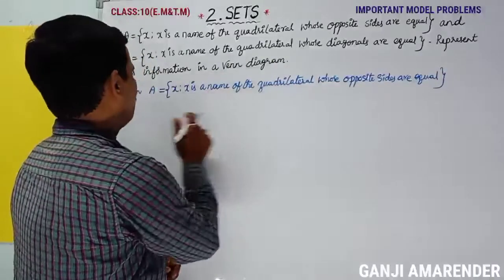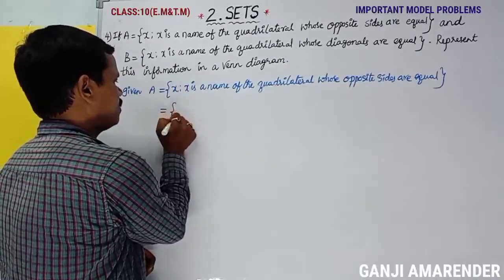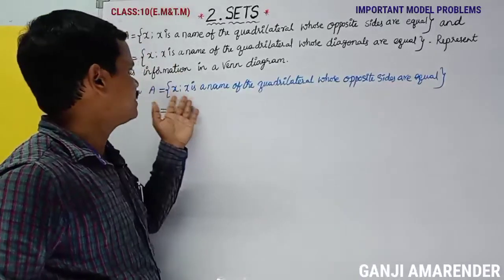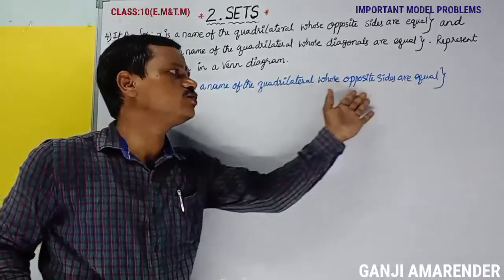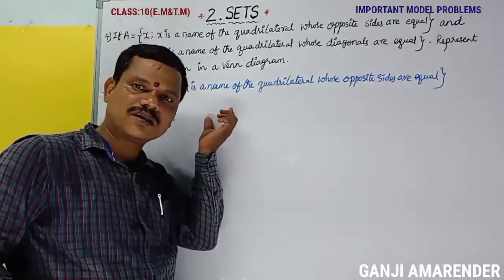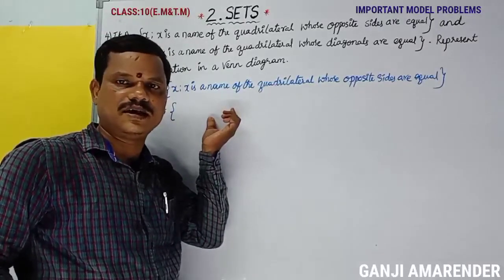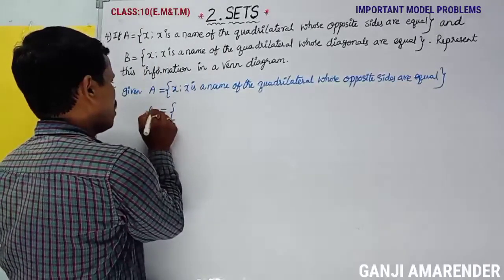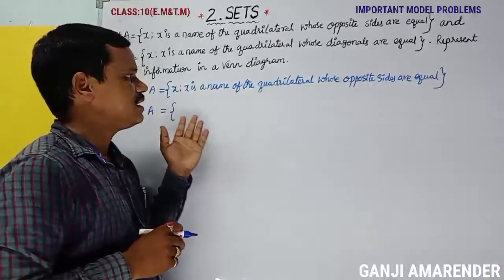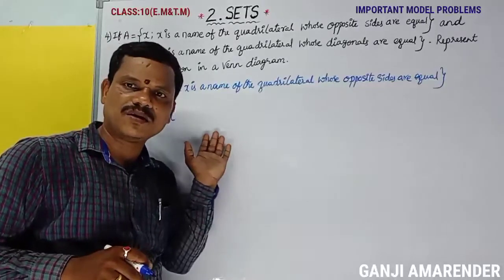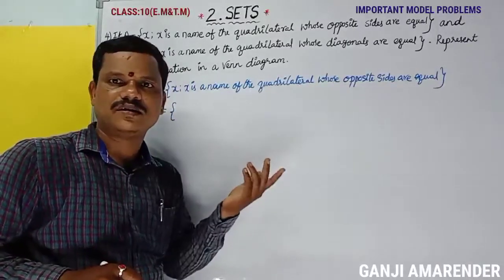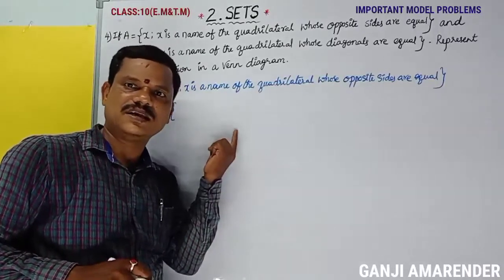Here elements are, what are the elements of this set? Here what is given? X such that x is a name of the quadrilateral whose opposite sides are equal. All quadrilaterals with opposite sides equal are the elements of this set A. So A, opposite sides equal, are all parallelograms. Here set A contains all parallelograms. All parallelograms means parallelogram, rectangle, rhombus, square. These are the elements of this set A.